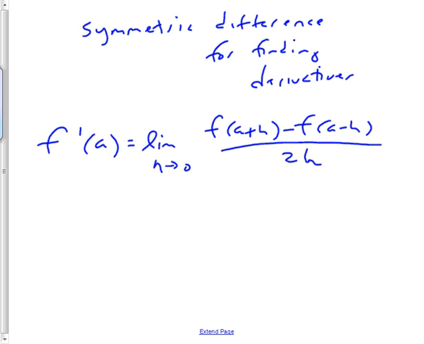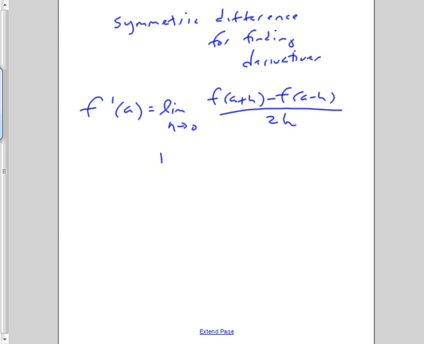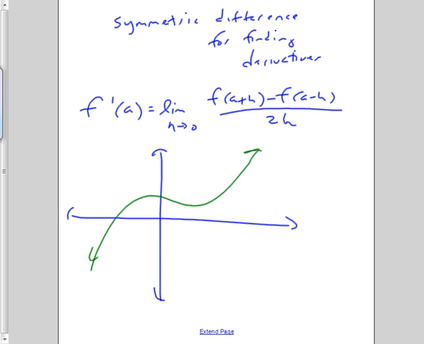But what does that look like? Well, let's think about it. We've got some graph, just some random graph here. And let's choose the point A. And then we're going h units to the right, h units to the left. So this formula above is just the slope between this point and this point.